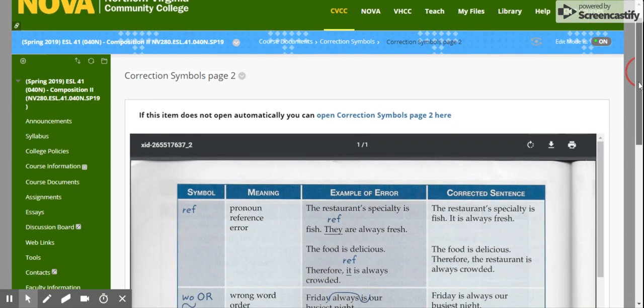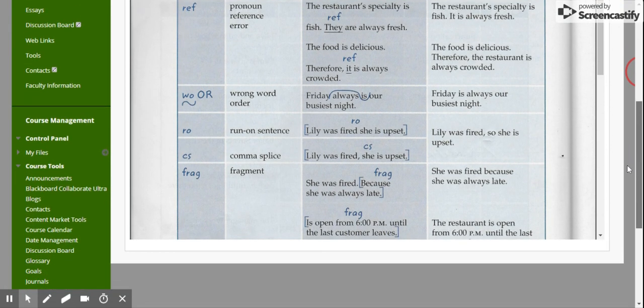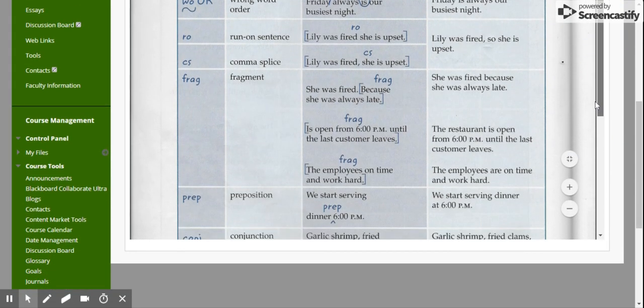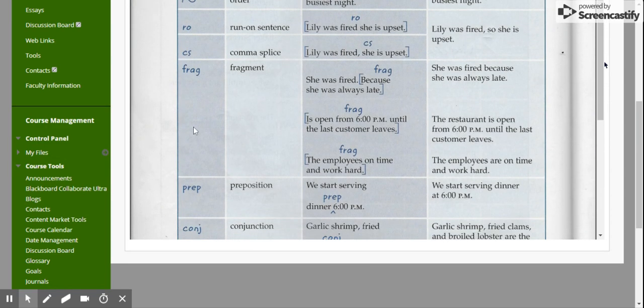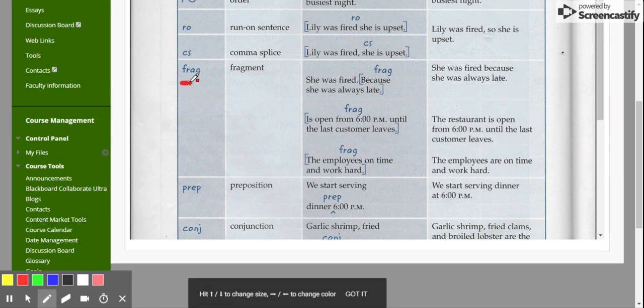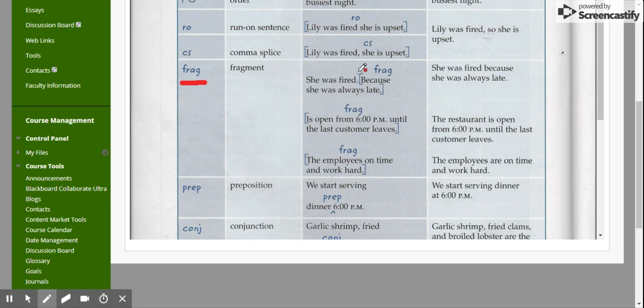Okay, some of these are different than the sheet that I gave you, but this will give you a start. Here's one. This is a fragment. F-R-A-G means fragment. Fragment means incomplete sentence. Look here, it says, she was fired, period, because she was always late. You notice these little brackets around "because she was late" and it says fragment? That means that part is a fragment. It is not a complete sentence.